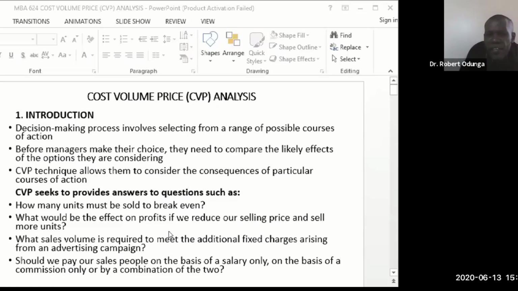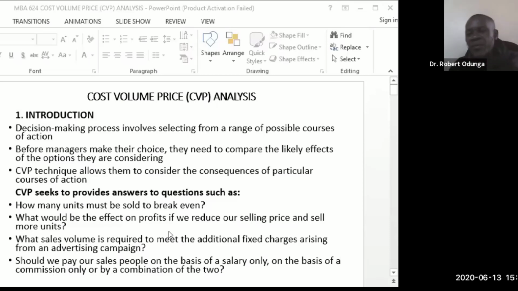When you reduce your selling price, you intend to increase the demand, all right? And that's one way of increasing your sales. But you see now, as a manager, you are the one to advise. Do we reduce our selling price? You are the one to advise. Do we reduce our selling price?